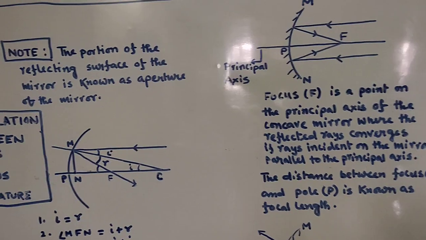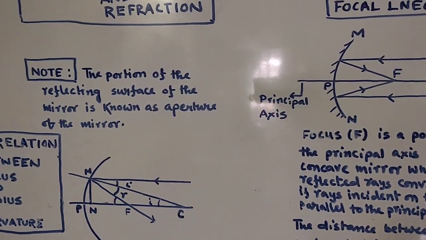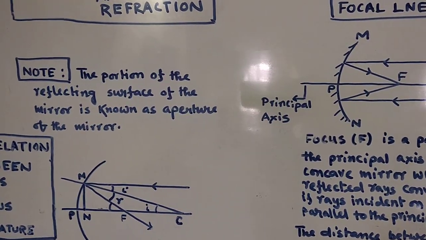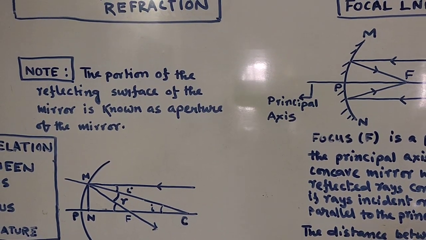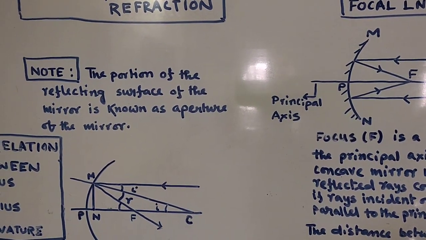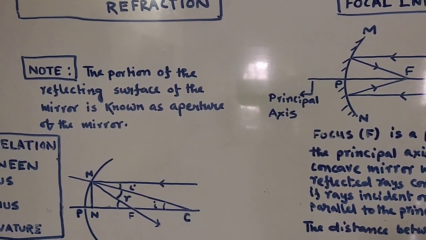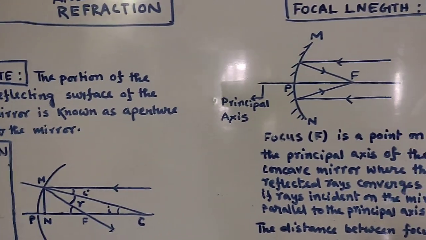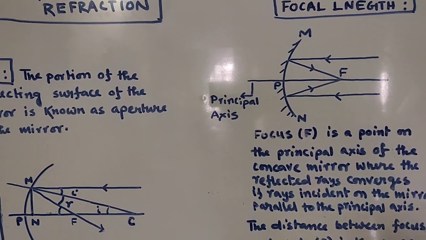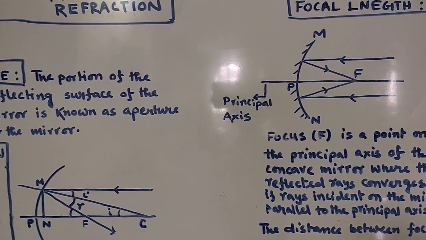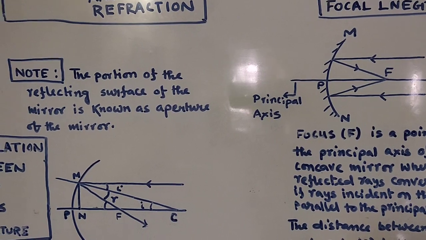Now, next topic, let me try to define. This is a very important one, and sometimes in exams it is asked. Aperture of the mirror. What we have written: the portion of the reflecting surface of the mirror is known as the aperture of the mirror. If you consider this diagram, MN is the aperture of the concave mirror, because this is the portion of the reflecting surface.